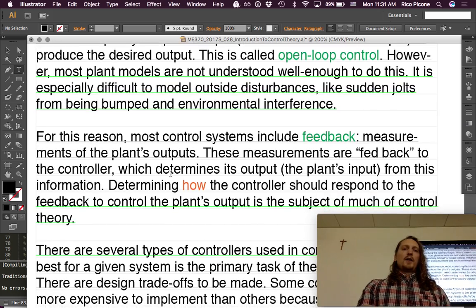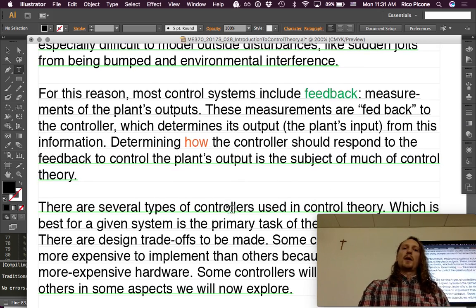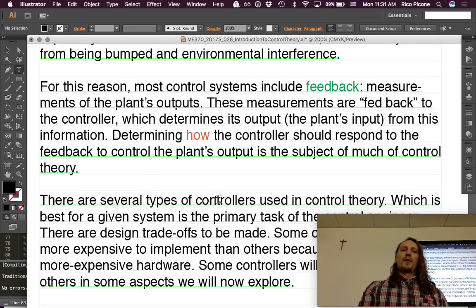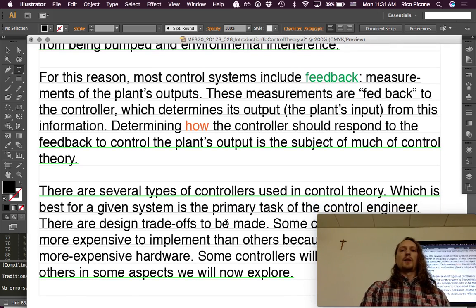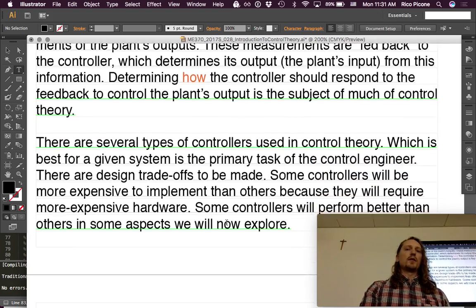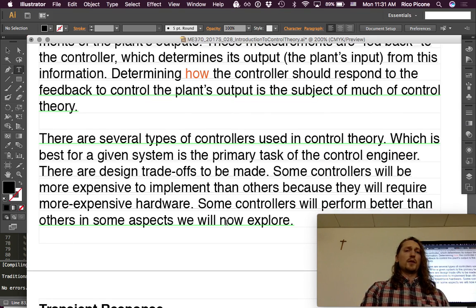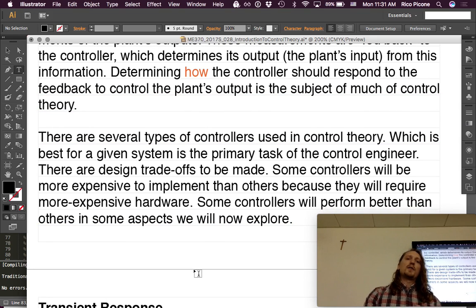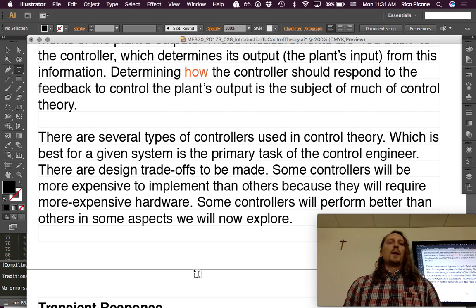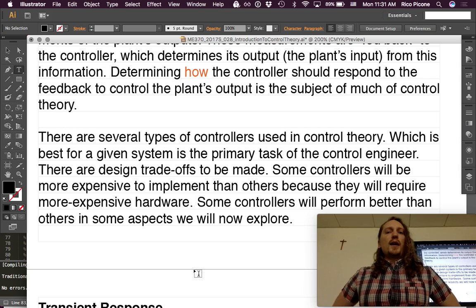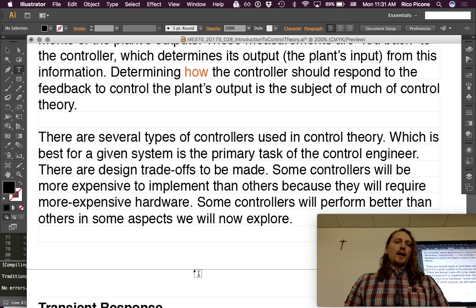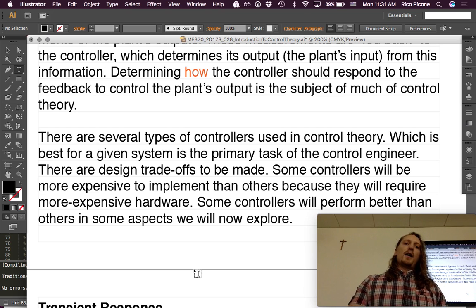So, determining how the controller should respond to the feedback to control the plant's output is the subject of much of control theory. There are several types of controllers used in control theory. Which is best for a given system is the primary task of the control engineer. There are design trade-offs to be made.